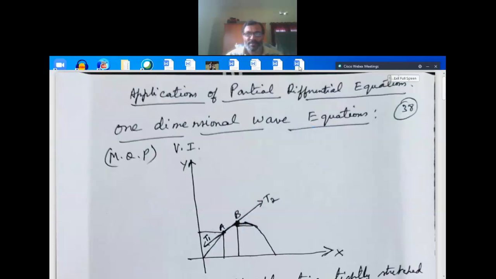Today we are discussing the wave equations. It's a very, very important concept. It's there in the model question paper also, the derivation of the one-dimensional wave equation.